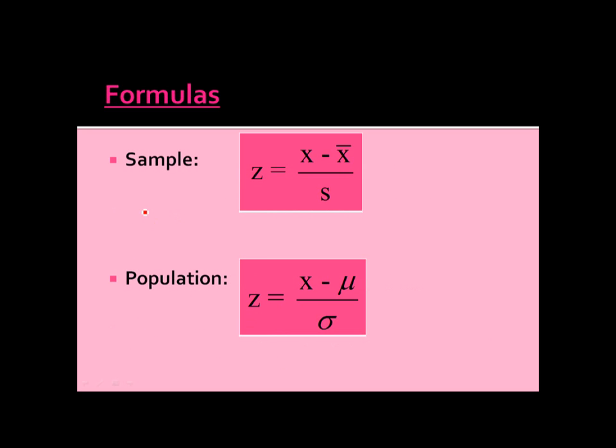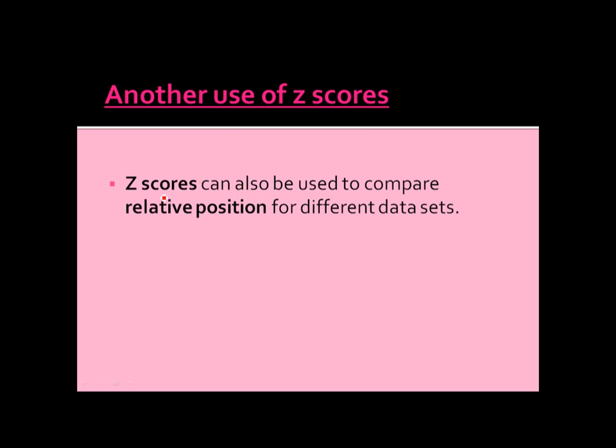This is the formula of the z-score. That is the value of x minus the mean, divided by the standard deviation. This is for a sample and this is for a population. Another use of the z-score is to compare relative positions for different data sets.